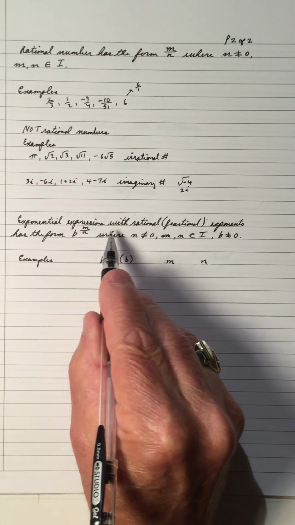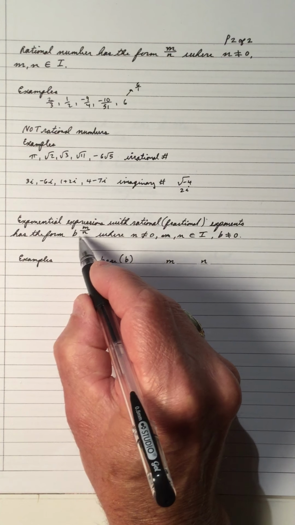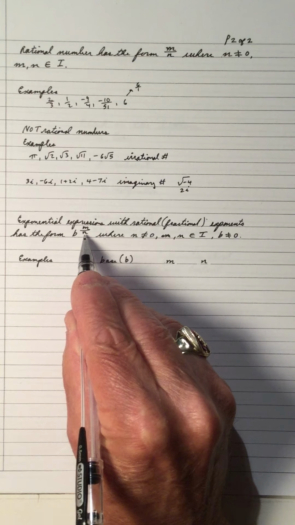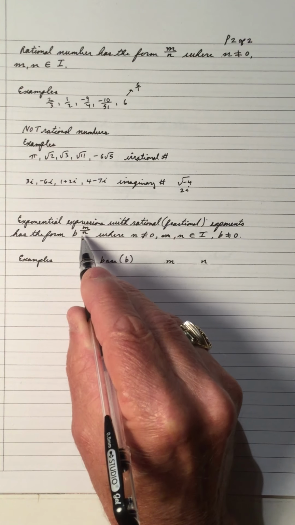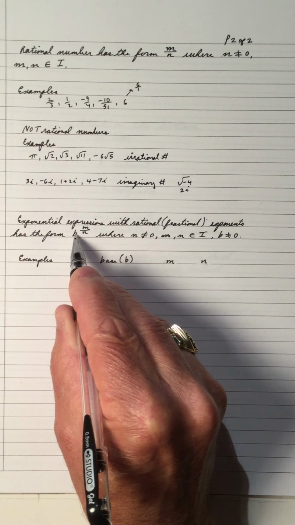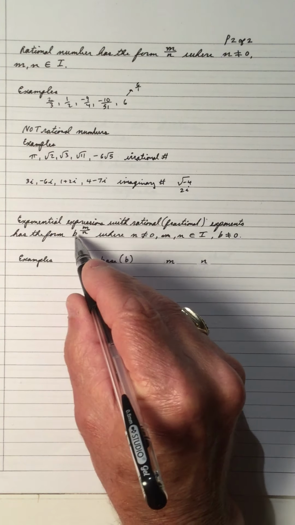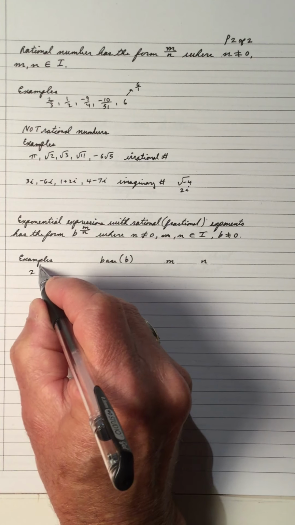Exponential expressions with rational or fractional exponents have the form b raised to the m over n, where n, again, is not 0 in a fraction. m and n are integers, and the base b is not 0. So let's go through some examples.